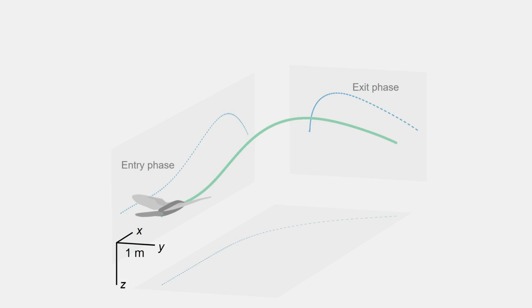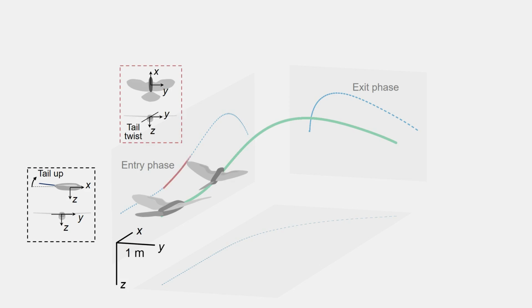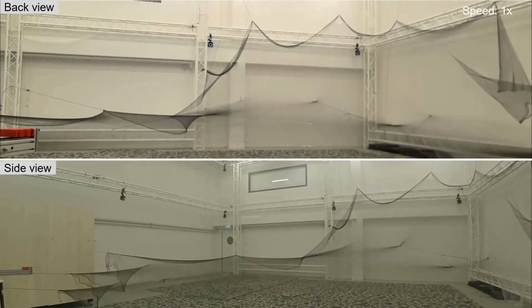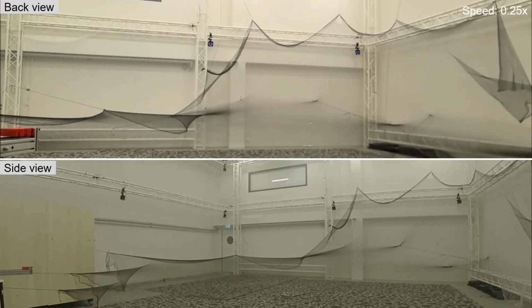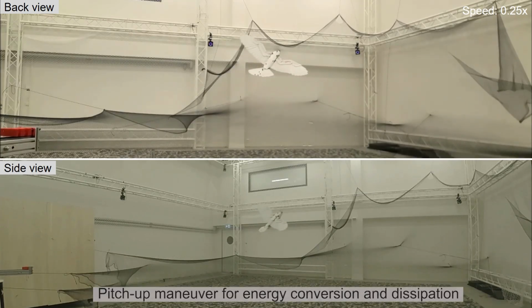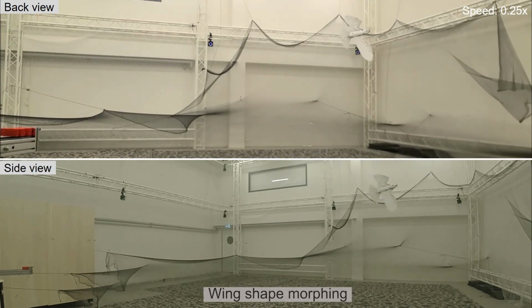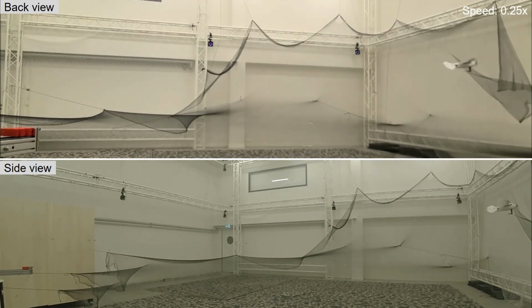To initiate the pitch-up maneuver, the tail was deflected upward. During the climb, tail twist was applied to induce roll and yaw movements. To exit the turn, the drone reversed the tail twist and applied wing shape morphing to recover level flight. We showed that the pitch-up maneuver enabled by tail twist and pitch substantially reduced flight speed, allowing the drone to perform a sharp 90 degrees turn. Also, wing morphing enabled fast level flight recovery from the agile turning maneuvers.